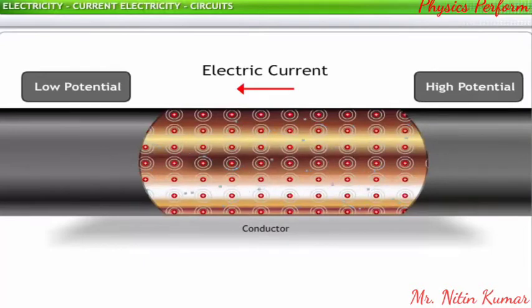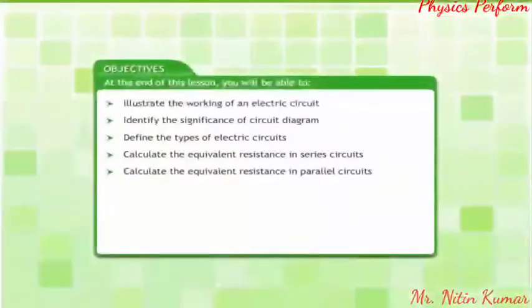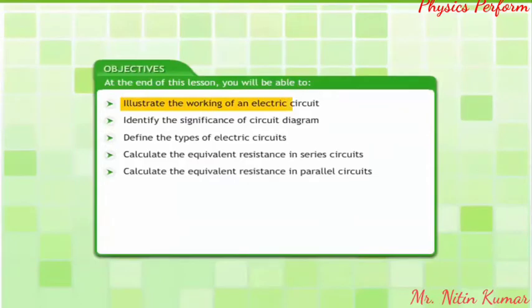In this lesson, you will learn about the types of electric circuits and examine how a closed electric circuit works. At the end of this lesson, you will be able to illustrate the working of an electric circuit, identify the significance of circuit diagram, define the types of electric circuits, calculate the equivalent resistance in series circuits, and calculate the equivalent resistance in parallel circuits.